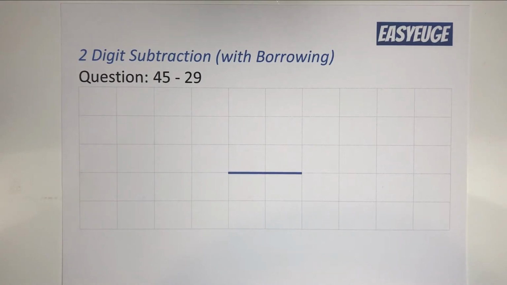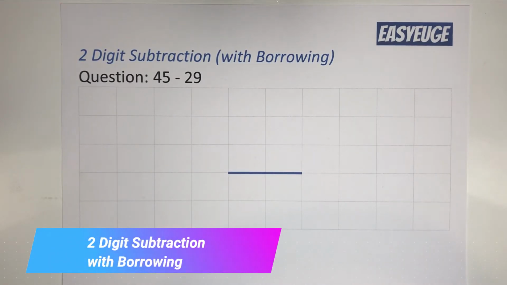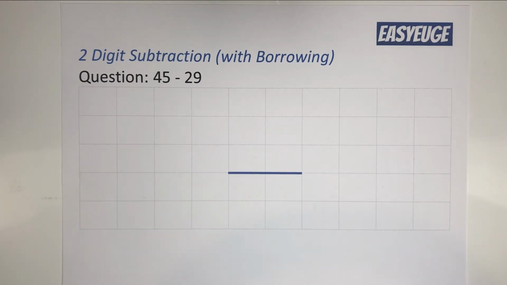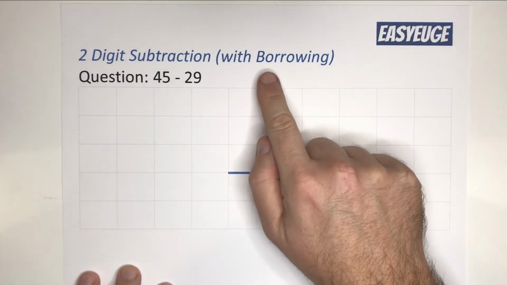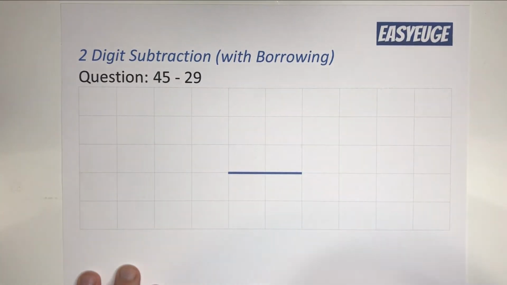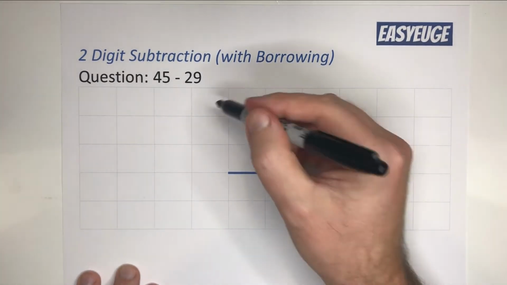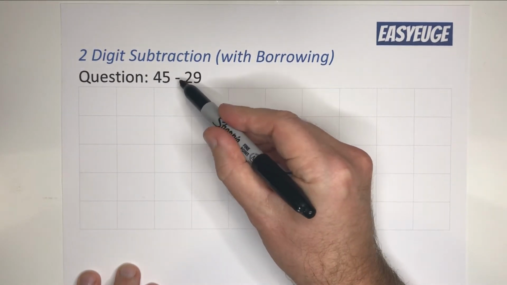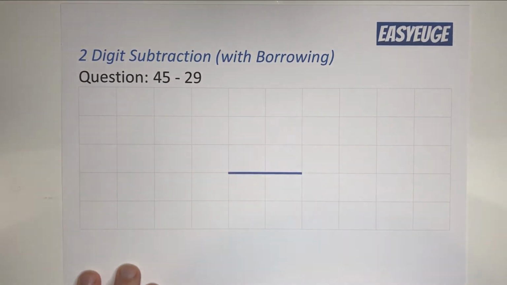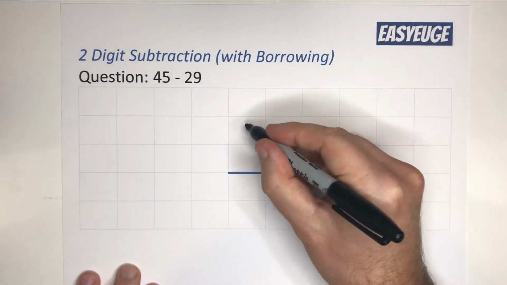The next level is to do 2-digit subtraction, but this time we're going to introduce an idea called borrowing. There's the word right there, borrowing. And let me show you how it works. The question is 45 subtract 29. Okay, let's write that down.